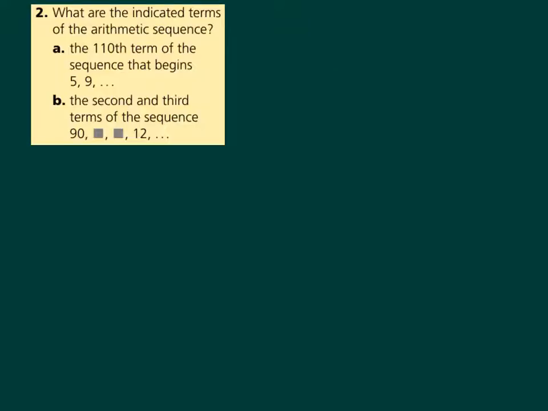What are the indicated terms of the arithmetic sequence? Part A, the 110th term of the sequence that begins 5, 9, dot, dot, dot. They only have to give us the first two terms of that sequence because they do tell us it is definitely arithmetic. You would need more than two terms to determine if there was definitely a pattern involved, but here they tell us it's arithmetic. So the first two terms tell us that the first term is 5 and the common difference is 4. So what is the 110th term?